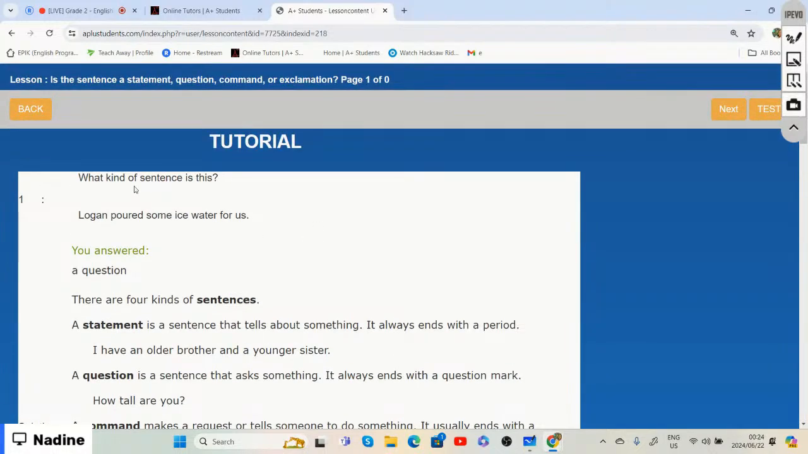All right, so we now need to say what kind of sentence this is, right? It says Logan poured some ice water for us. Is that a statement? Is that a question? Is that a command? Or is that an exclamation?